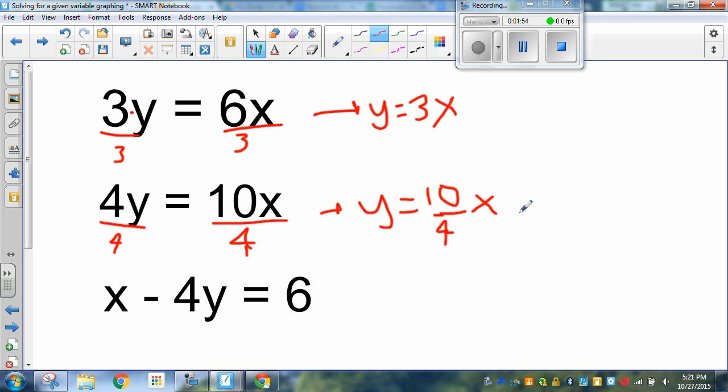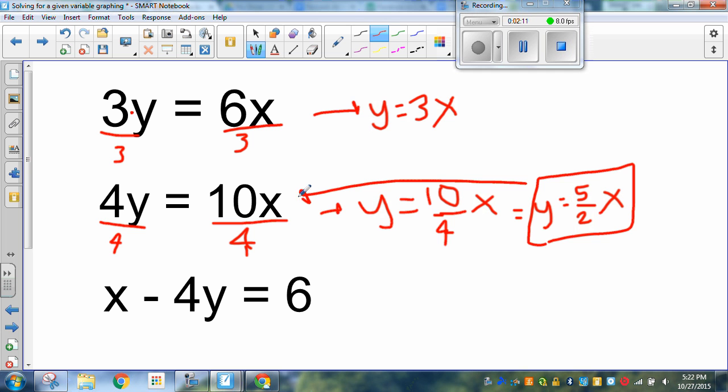And that's fine. And you could reduce this, make it a little easier on yourself. This is y equals 5 halves x if you divide 10 and 4 both by 2. So this right here is this solved. So that's the answer there. A little trickier, but again, not too difficult. All we did is divide by 4, and then we reduced the fraction.